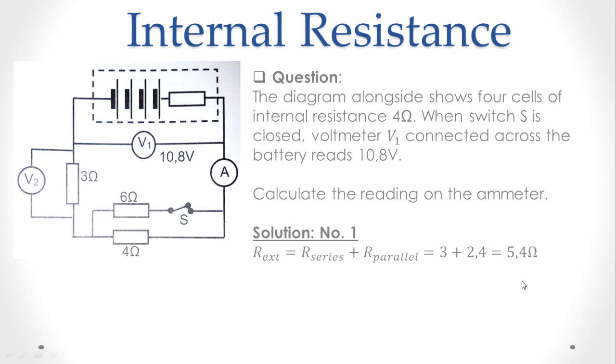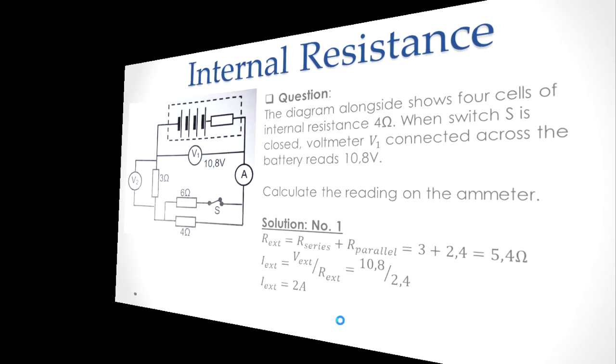That's the external resistance. So the current in the external circuit will be the voltage of the external circuit divided by the resistance of the external circuit. We know that the voltage of the external circuit is 10.8. We know that the resistance is 5.4, my apologies, and then the current is 2 amps.